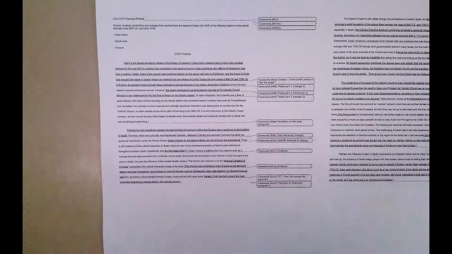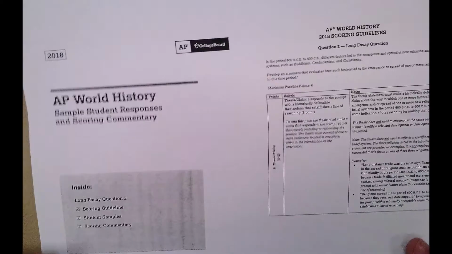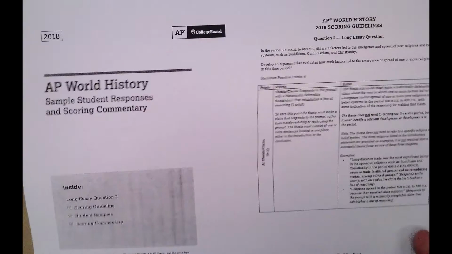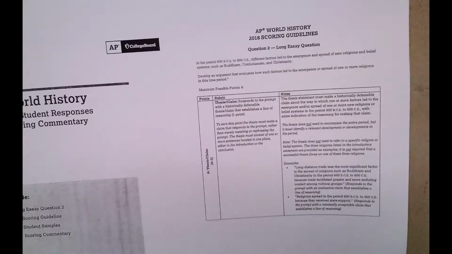There are three. And so here is a CCOT LEQ that's written by me, and it has comments on what goes where and why and how. That's pretty neat. And then beyond that is last year's LEQ. I chose the Buddhism, Confucianism, Christianity LEQ because that's more interesting to me. The other option was the Columbian Exchange, and I'm like, come on, I've had enough of this already.